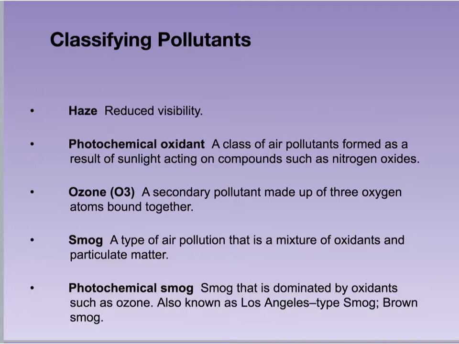Oxides are reactive compounds that move electrons from other substances. So photochemical oxidants are a class of air pollutants formed as a result of sunlight, hence the word photo, acting on a chemical compound like nitrogen oxide or sulfur dioxide. There are many photochemical oxidants, and they are generally harmful to plant tissue, human respiratory tissue, and construction materials.